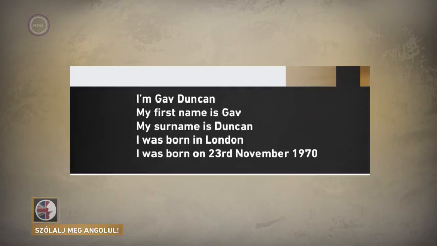Terrific. So now we can make positive and negative sentences about where people come from, and we can ask people where they come from. Now, here's some information about me. Now, look at the information in the table. Look at my first three answers. Gav Duncan, Gav, and Duncan. Okay, so we know the answers. What are the questions you ask me?